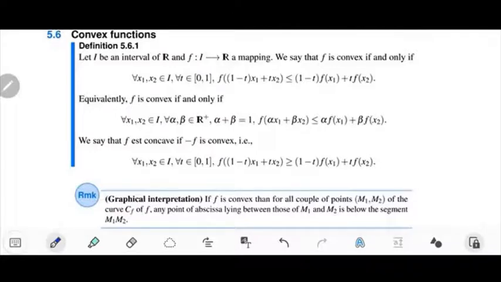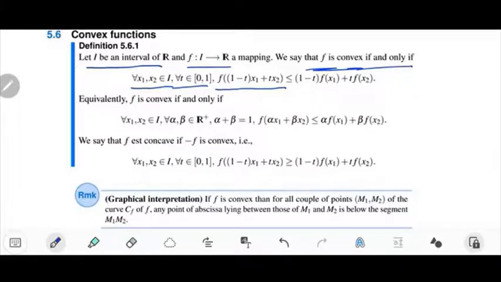So back to the course, we say that, let I be an interval of R, f defined from I into R, we say that f is convex if and only if for all x1, x2 in I, for all t between 0 and 1, f of (1 minus t) x1 plus t x2 is less or equal than (1 minus t) f of x1 plus t f of x2.